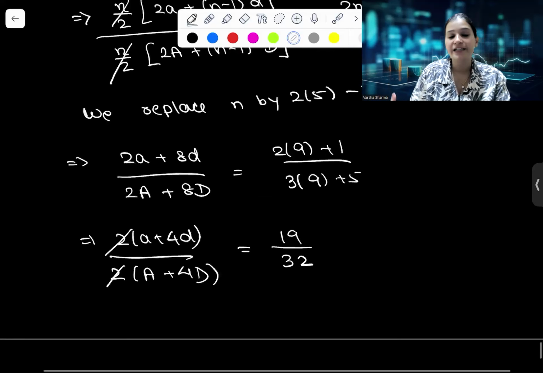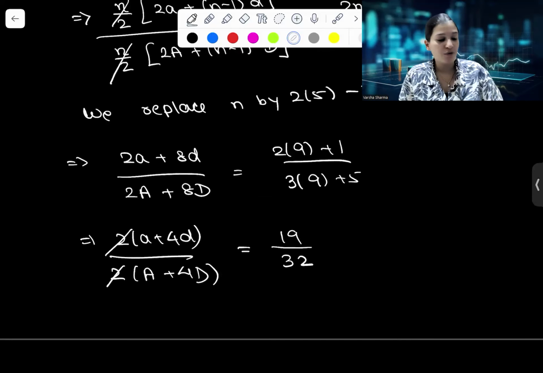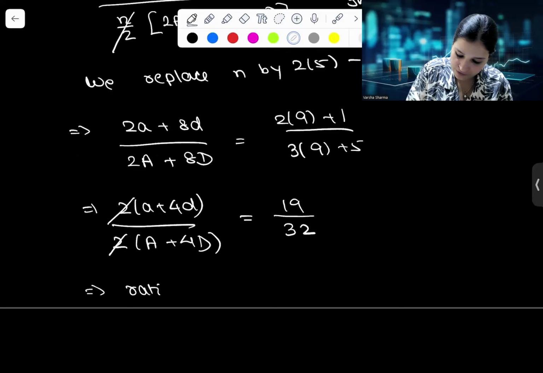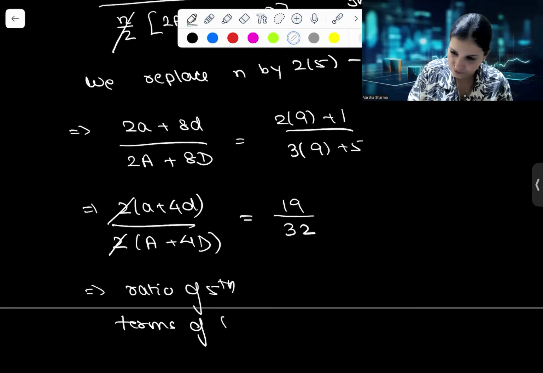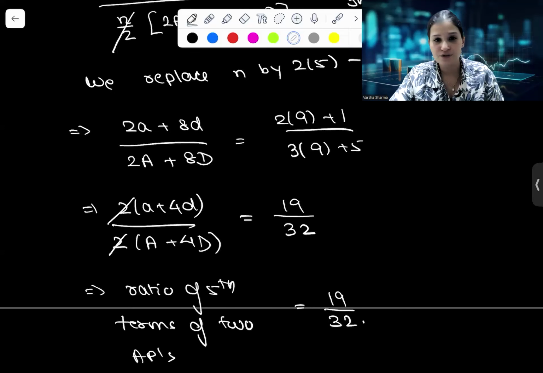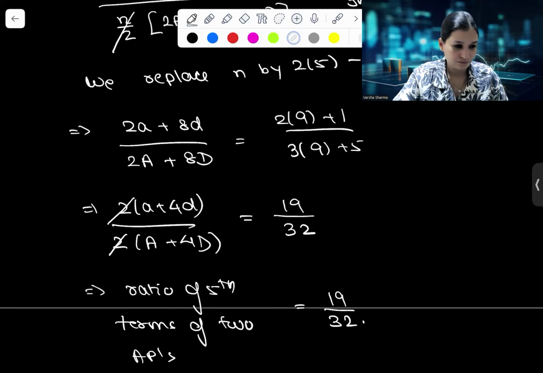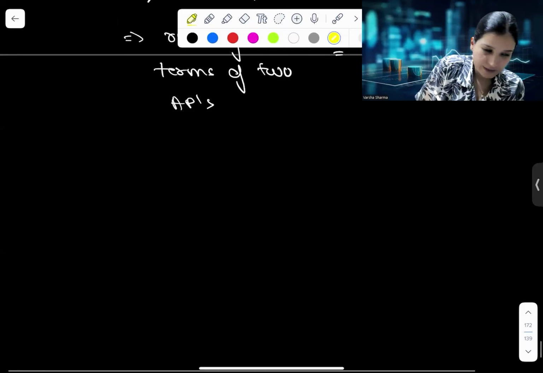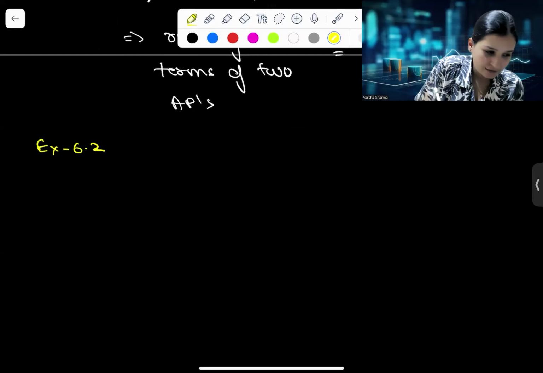a plus 4d is which term? Fifth term. So the ratio of fifth term of the 2 APs, the answer is 19 upon 32. Is it understood? Yes, ma'am. Let's go to the question in exercise 6.2 again.